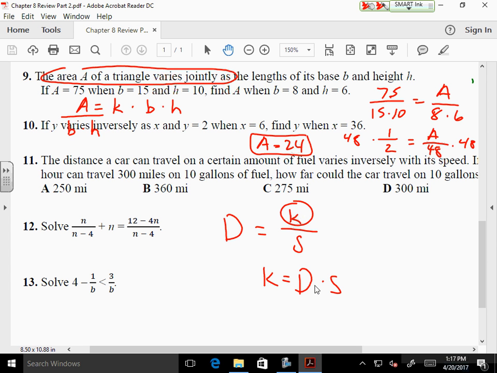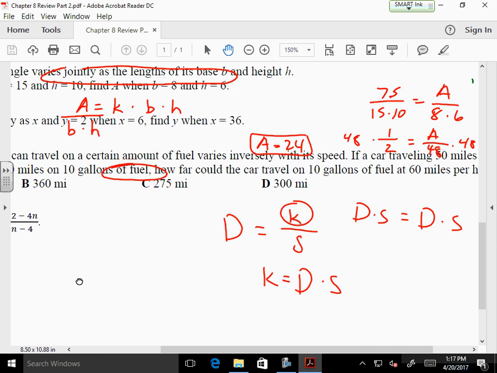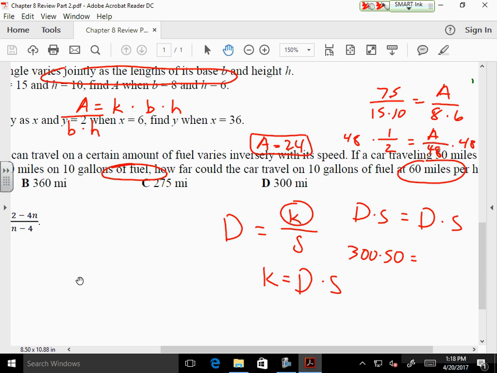So if we set the two situations, distance times speed equal to distance times speed, and we know 300 miles, 50 miles an hour, and we need to know the distance for 60 miles an hour. And we just set that up and solve for D. You get 15,000 divided by 60, which comes out to 250, I think.